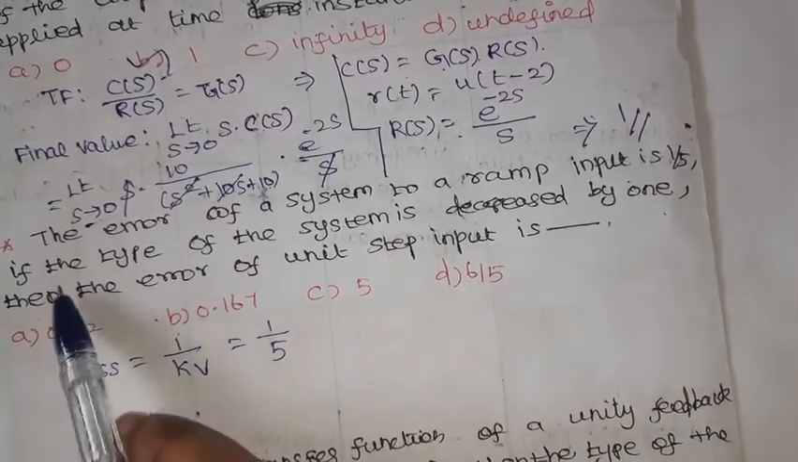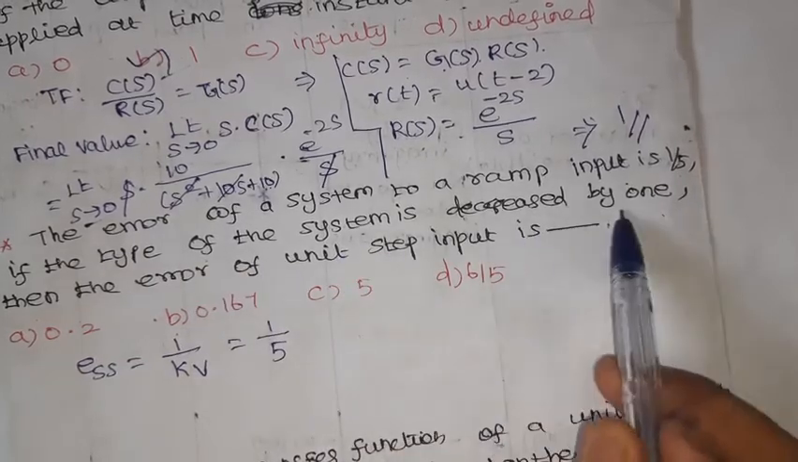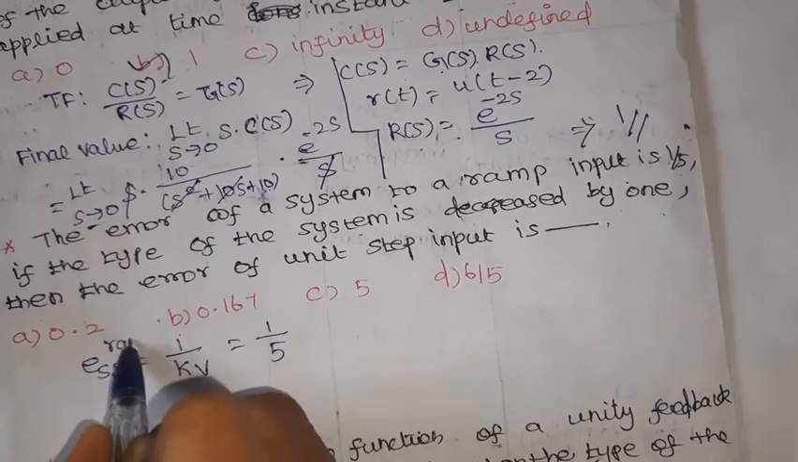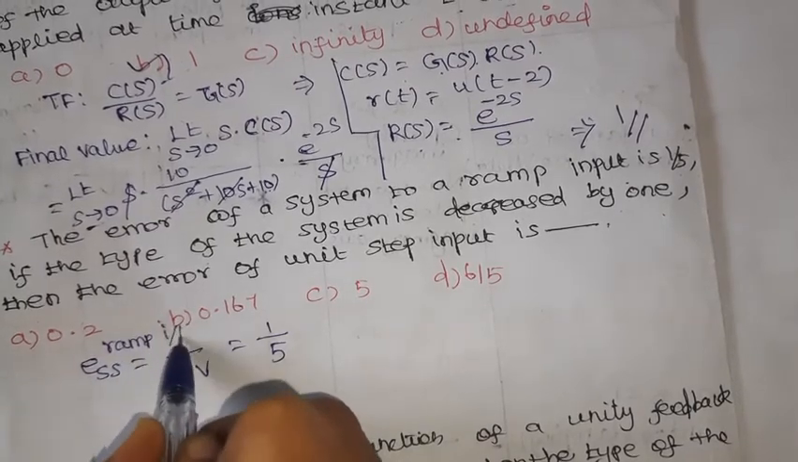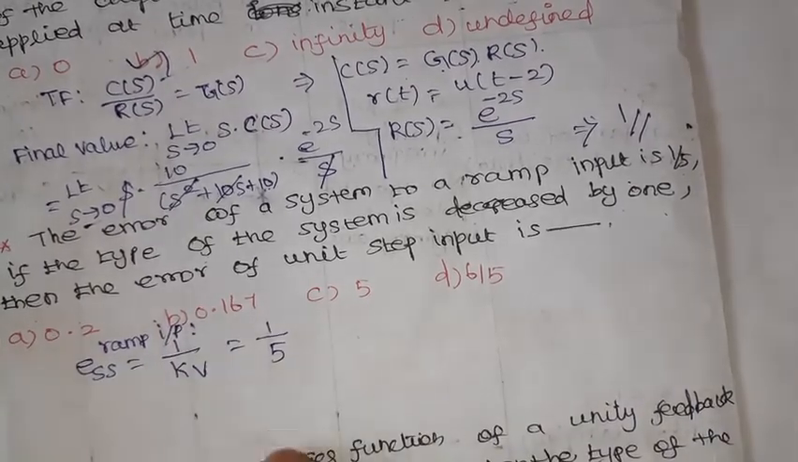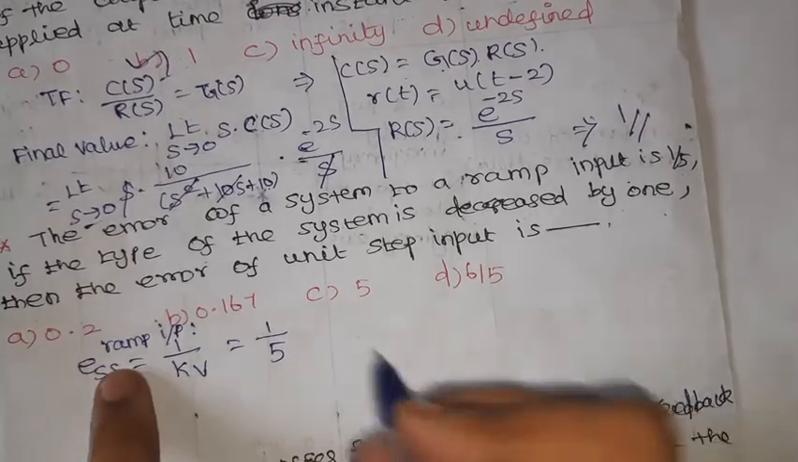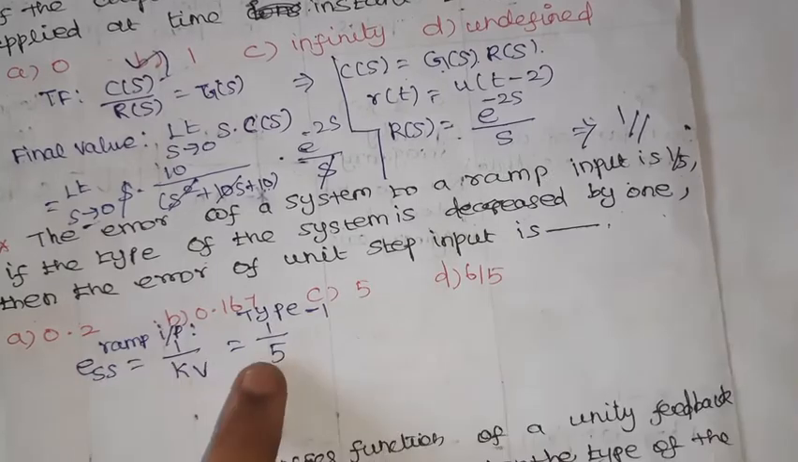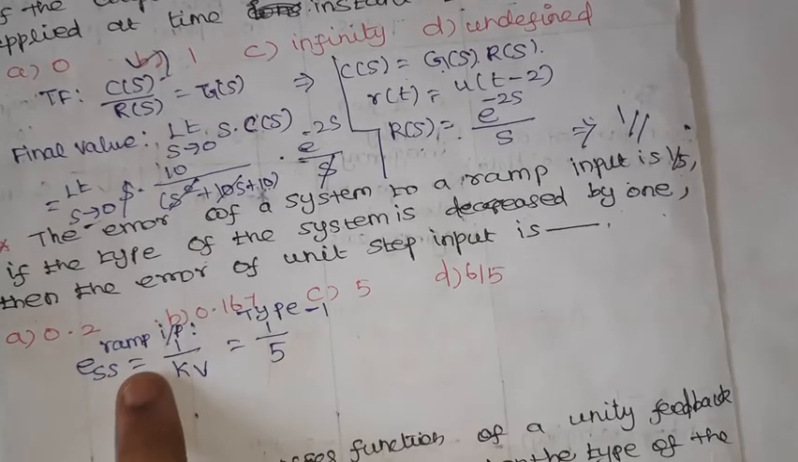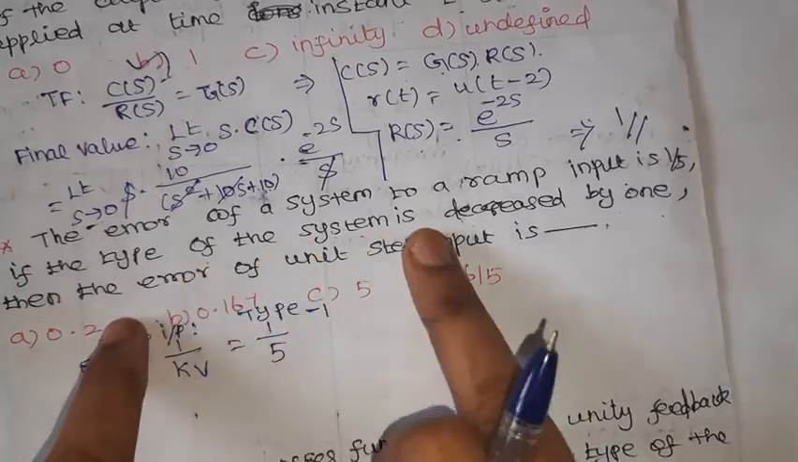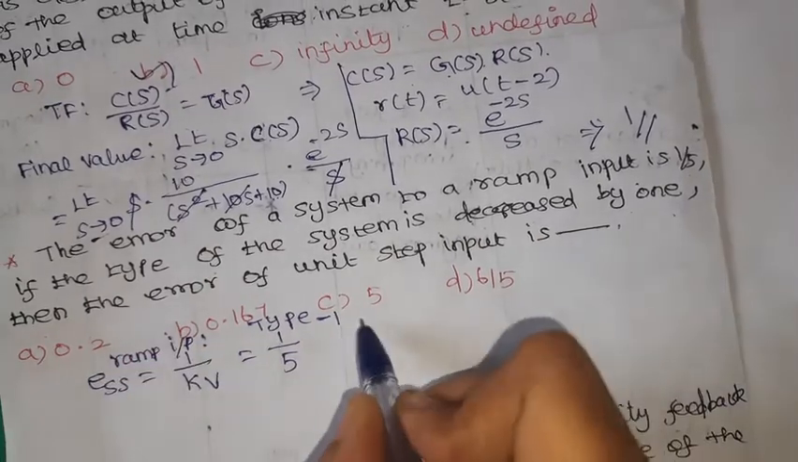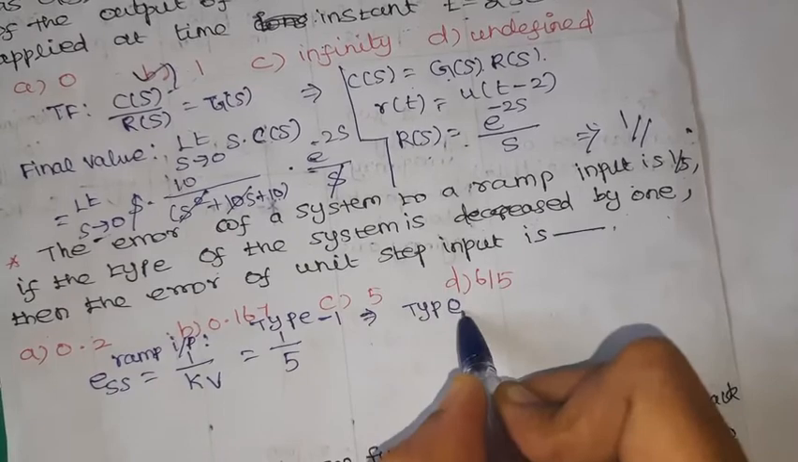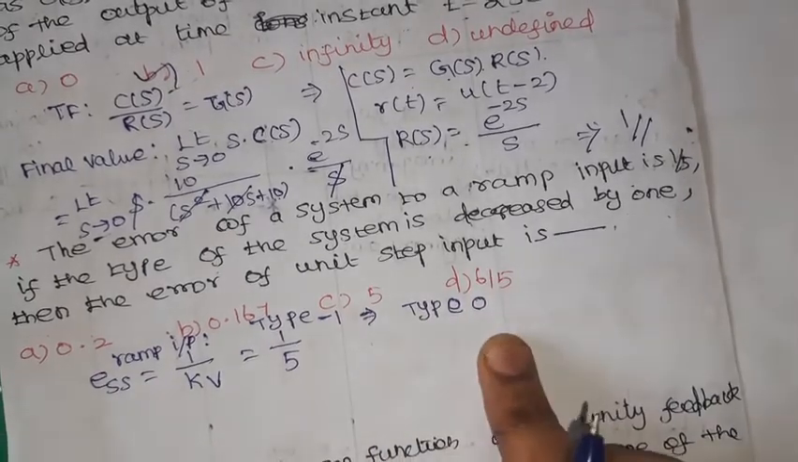Then what is given? If the type of the system is decreased by 1. This is for a ramp input. For ramp input, what is the type? Type 1. Type number is nothing but 1 for ramp input. Type of the system is decreased by 1, which means the type becomes 0.